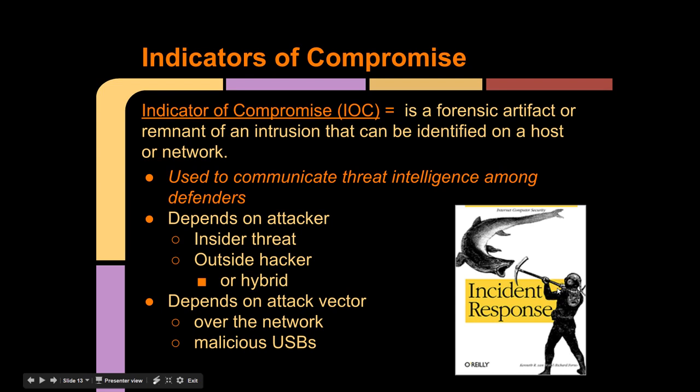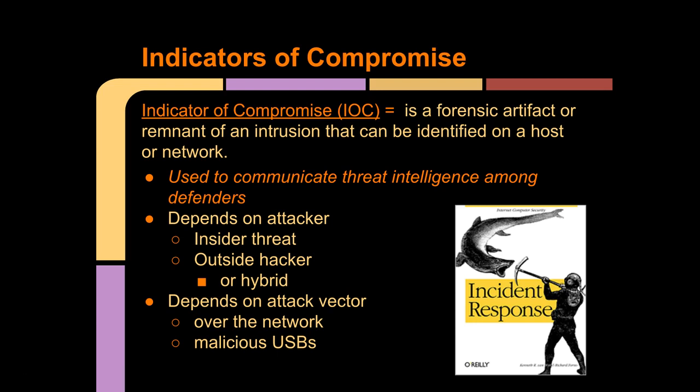A common standard terminology is indicator of compromise, and that is a forensic artifact or a remnant of an intrusion that can be identified on the host or on the network. And this is an artifact that is used to communicate threat intelligence among defenders, both inside your organization as well as with third-party entities like a CERT or other form of authority. It's going to depend in nature by the attack and the attacker. So it's going to drastically differ for insider threats versus outside hackers.